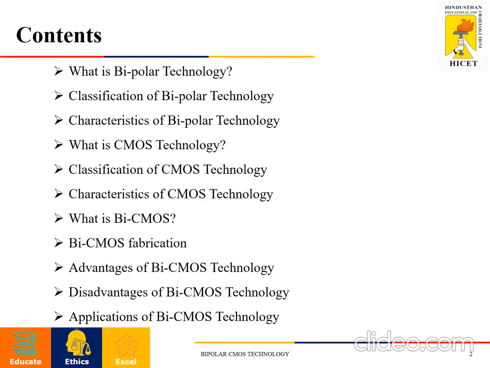And my contents are: what is bipolar, then the classification of the bipolar technology, then the characteristics of bipolar, then what is CMOS, then the classification among the CMOS technology, then the characteristics of CMOS technology, then what is Bi-CMOS, the combination of bipolar and CMOS, then the bipolar CMOS fabrication, then the merits and demerits of the bipolar CMOS technology, then finally the applications of the bipolar CMOS.